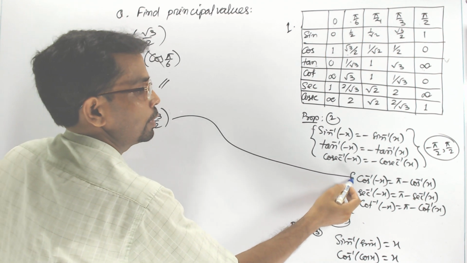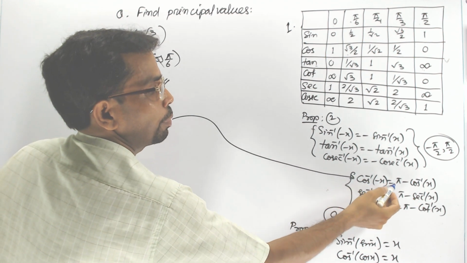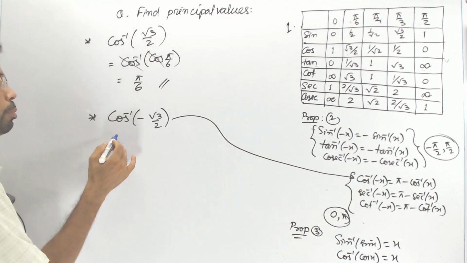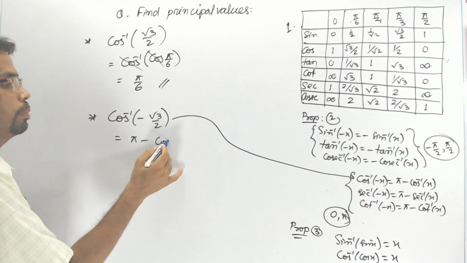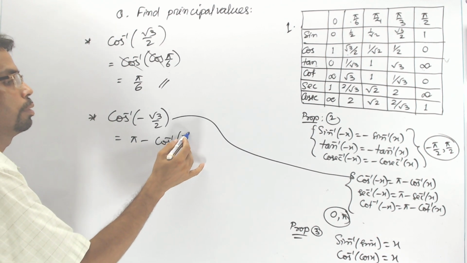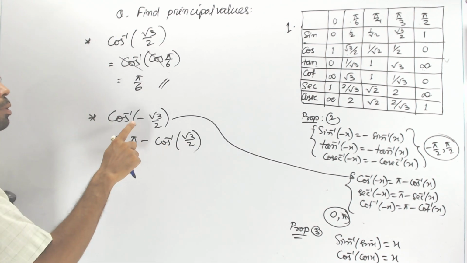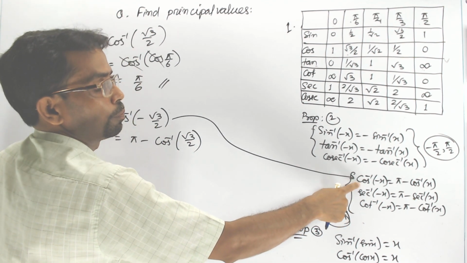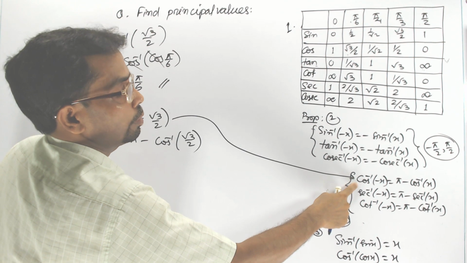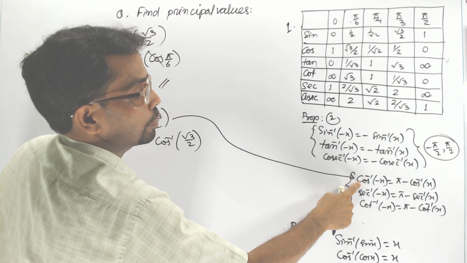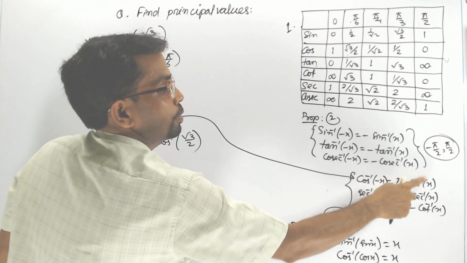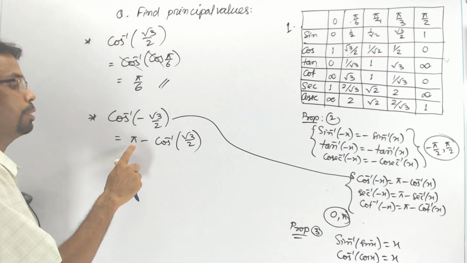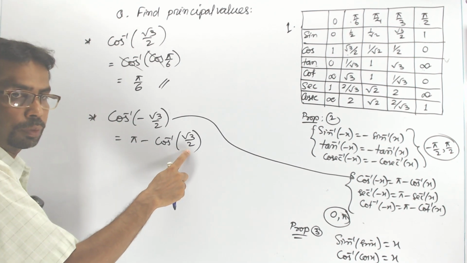For cos inverse, we have cos inverse of minus x is pi minus cos inverse x. So by this property I can write pi minus cos inverse root 3 by 2. It is written by this property. Clearly, try to understand: cos inverse of minus x is pi minus cos inverse x. So cos inverse of the negative is pi minus cos inverse root 3 by 2.